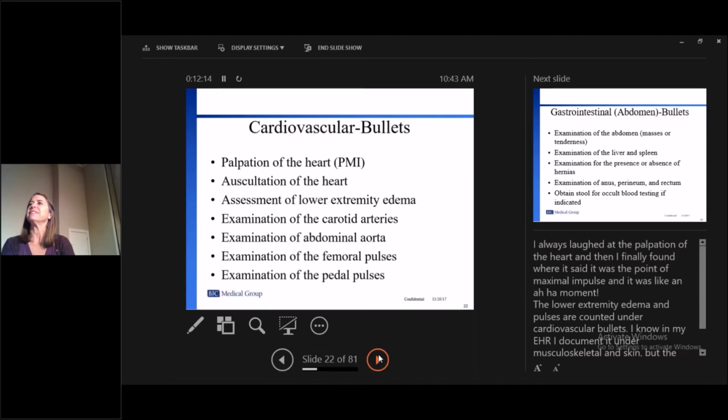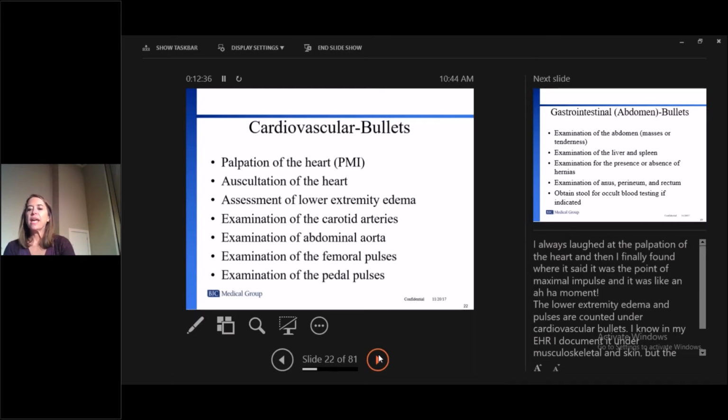I was like, you know what? I bet somebody else is looking at that going, how am I going to palpate that heart? So auscultation of the heart, assessment of the lower extremities, listening to your carotids, checking for abdominal aorta bruits, checking your femoral and pedal pulses. Those all count for your cardiovascular.